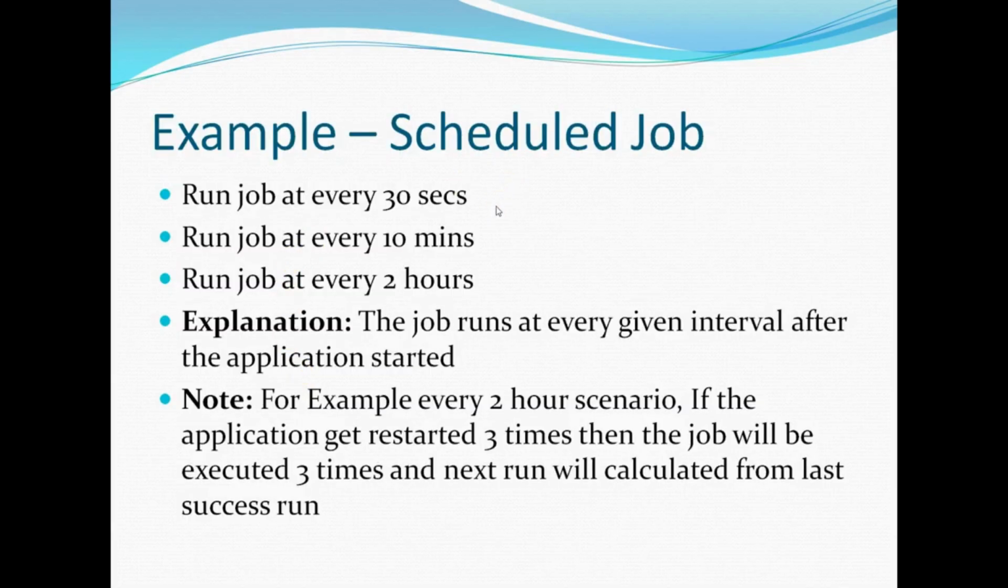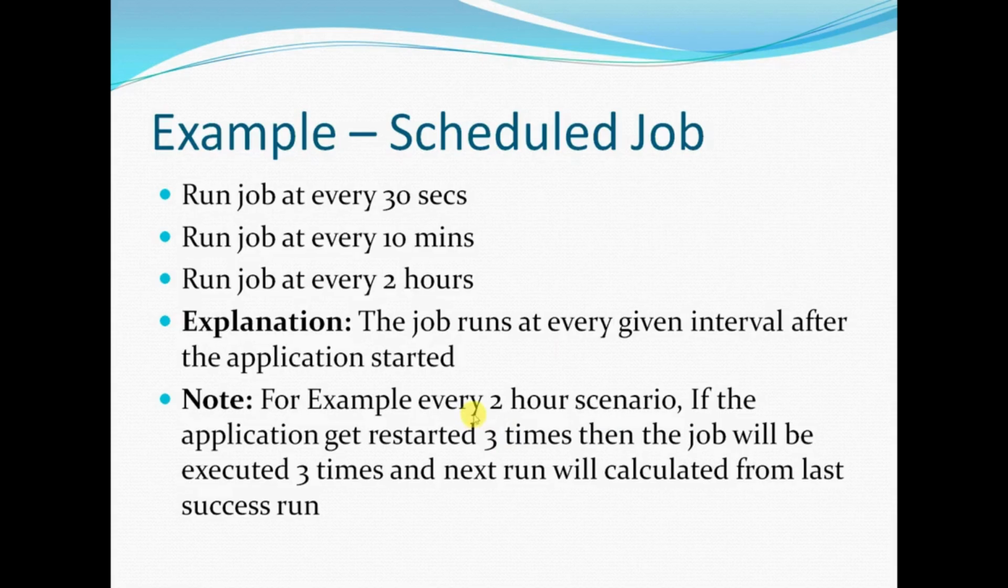For the timer, we can go for these examples. If you want to run a job every 30 seconds, every 10 minutes, or every 2 hours, we can use the timer. The timer job will execute after the deployment is completed. After the first execution, it will calculate the interval, then execute in sequence. For example, if I am giving 30 seconds, after the deployment it will start the job. After it's completed, it will wait for 30 seconds, then execute the job again.